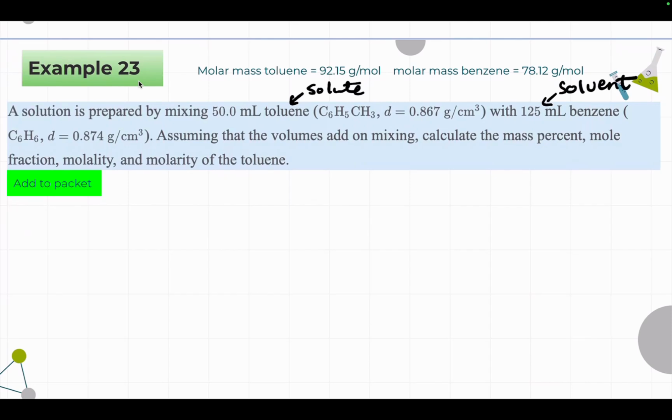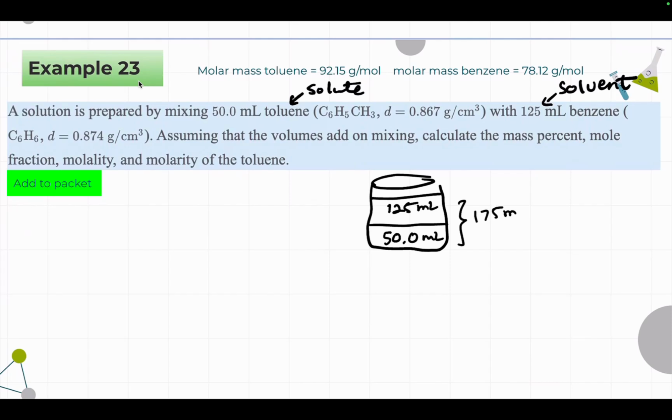And these are going to add together in volume. So if I have 50 mL of the toluene and 125 mL of the benzene, I'm going to have a total of 175 milliliters of solution. So first thing they want to know is the percent by mass. And percent mass is the mass of the solute over the mass of the whole solution. So in order to do that, we need to have the mass of the toluene and the mass of the benzene. What we're going to do is use density.